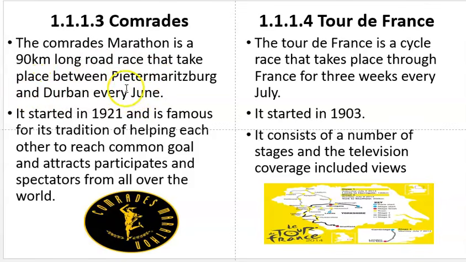In terms of its history, it started in 1921. It's famous for its tradition of helping each other. The main aim and tradition of the Comrades Marathon is that those who participate help each other to reach the common goal and get to the finish line. Everyone who is taking part gets to the finish line.